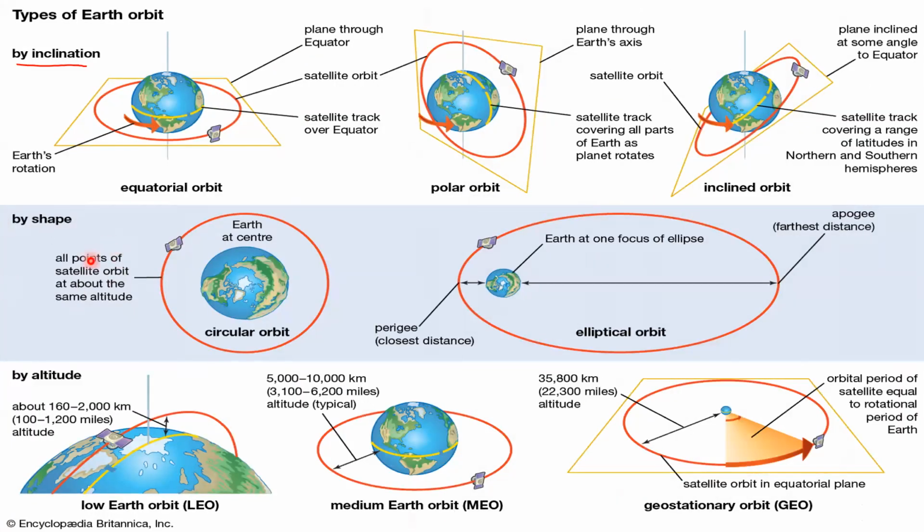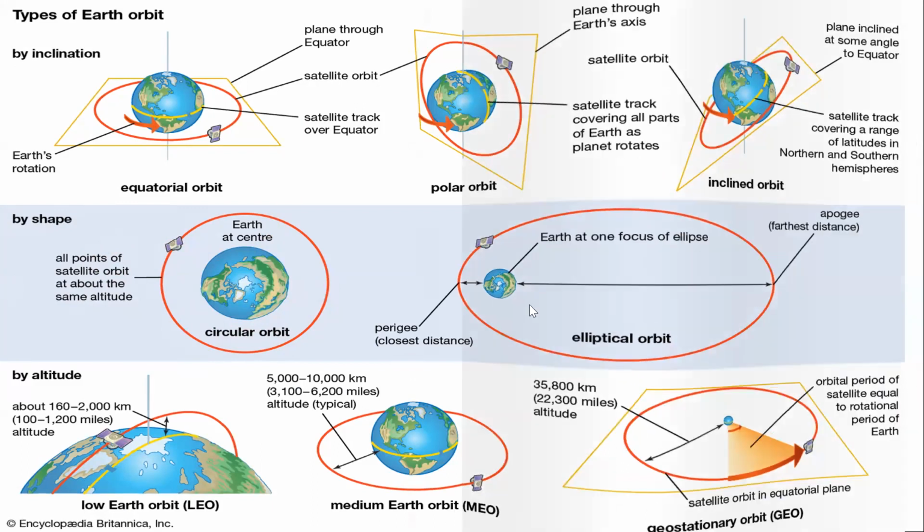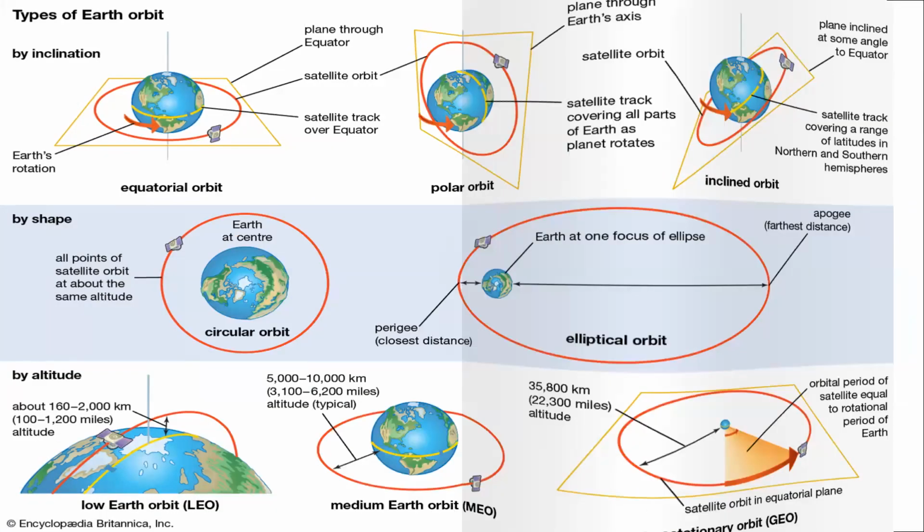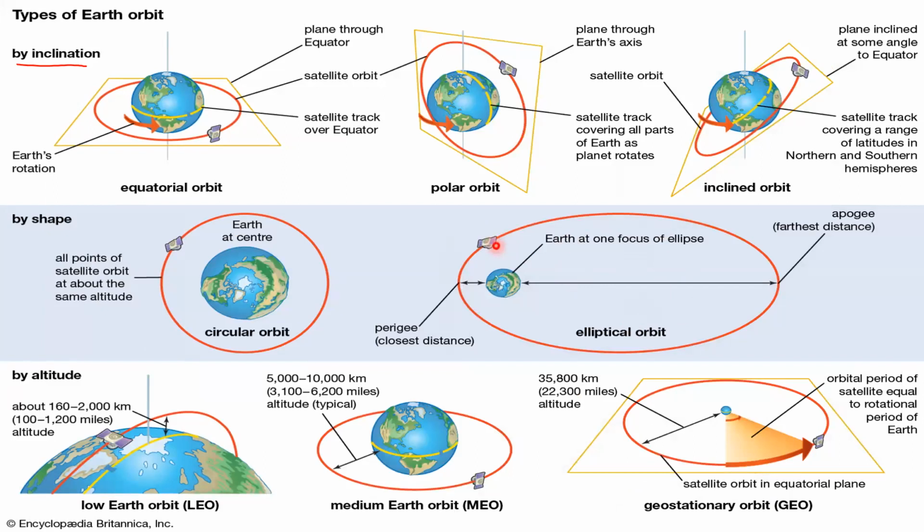Then it's by shape. By shape, first comes the circular orbit. Circular orbit means that from any point you take, the distance will be the same. Okay. Then comes the elliptical orbit. Elliptical orbit means when the shape of the orbit of the satellite is in the form of an ellipse. And see, when the satellite is near to Earth, it will move faster. But when it is far from Earth, it will move slower.